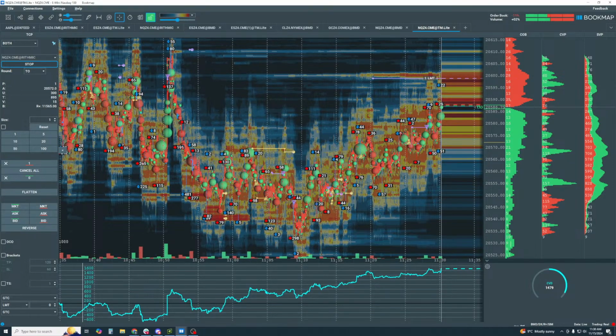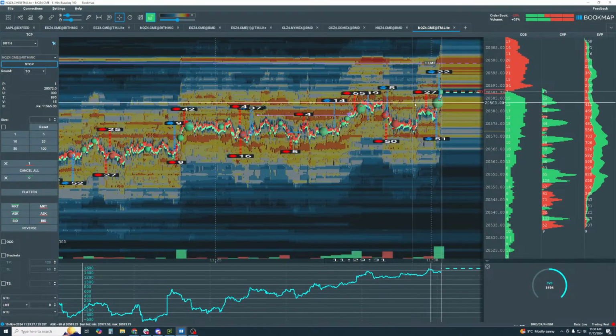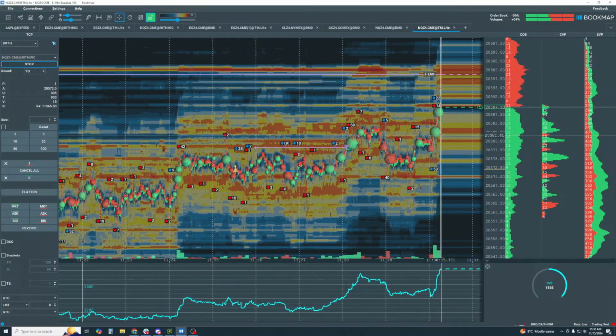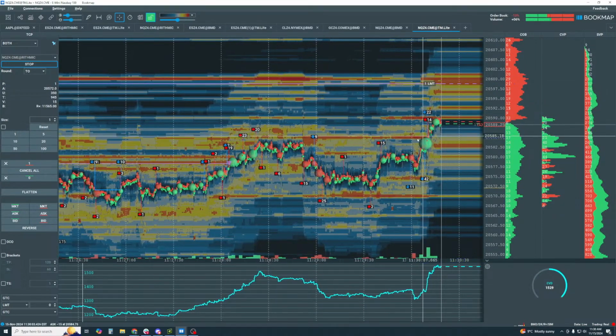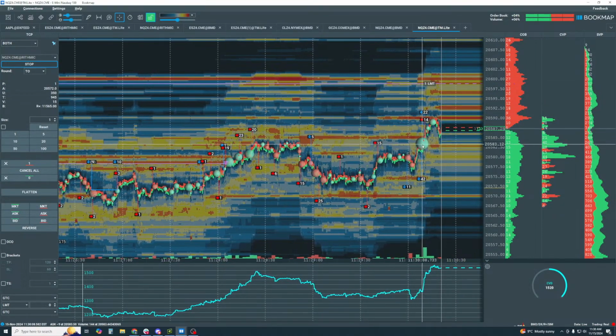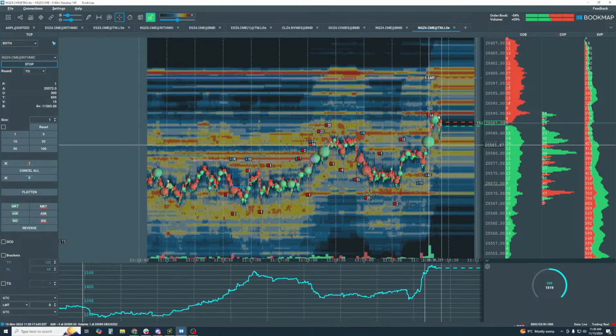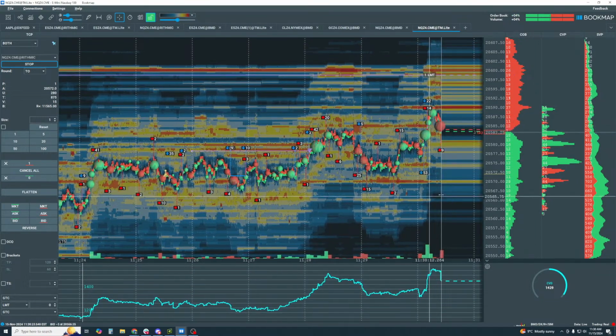All right, guys. So yeah, still we're just going to hold this and look for our measured move to our target here. So now we're starting to see momentum back up above here. This is looking pretty good, and we're looking for that continuation.